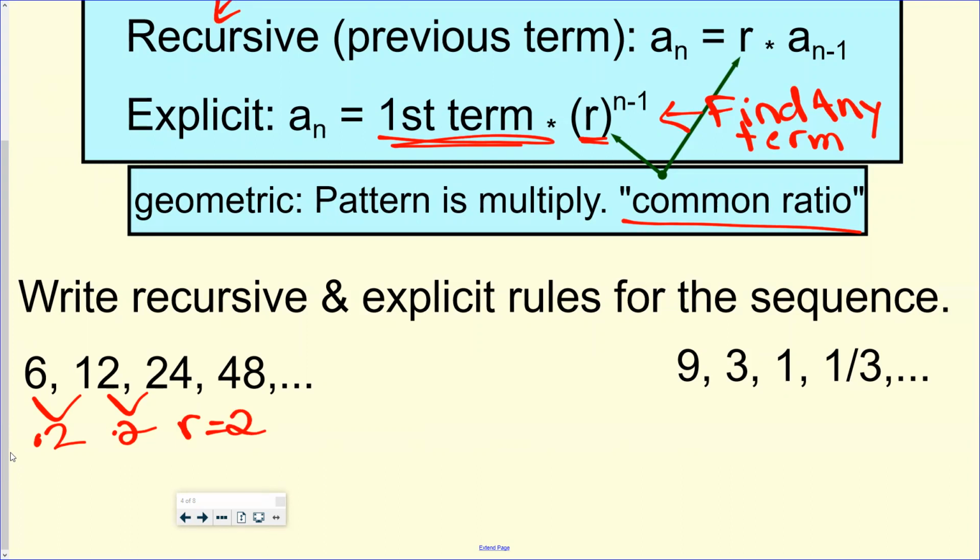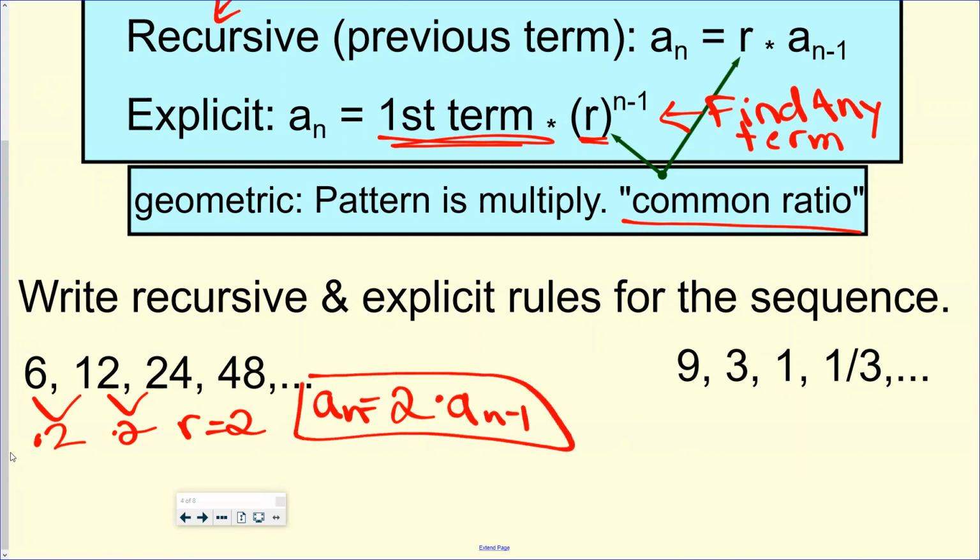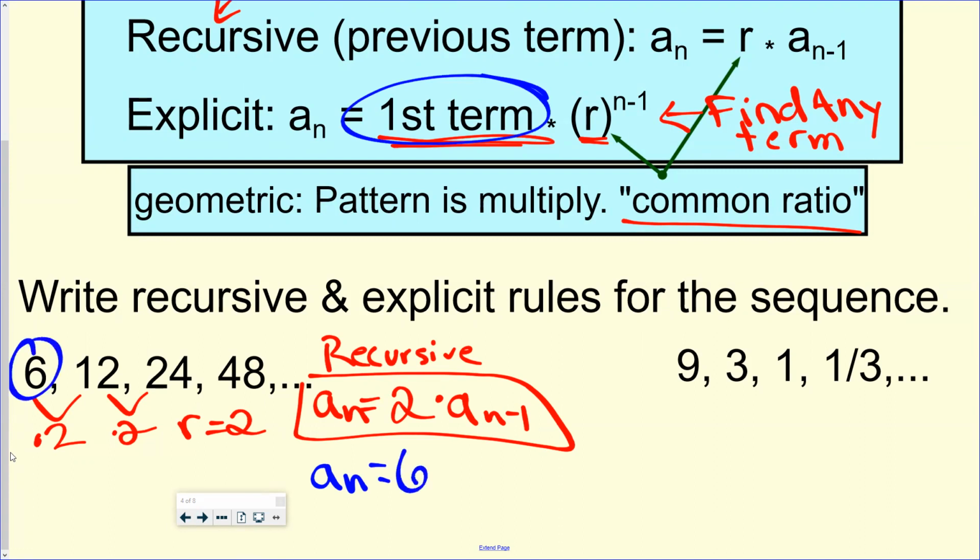So my recursive rule is then A_n equals my common ratio of 2 times A_(n-1). Notice the only thing that changed was that 2. The R became a 2. Now my explicit rule is going to be A_n equals my first term, which is 6, times my R, which we said is 2, to the n minus 1. And that's our explicit.